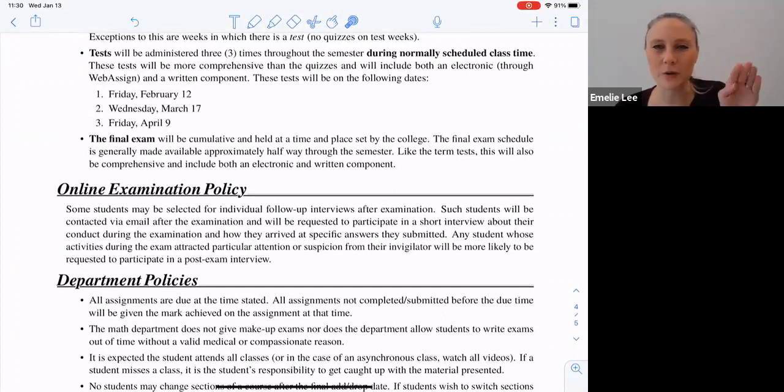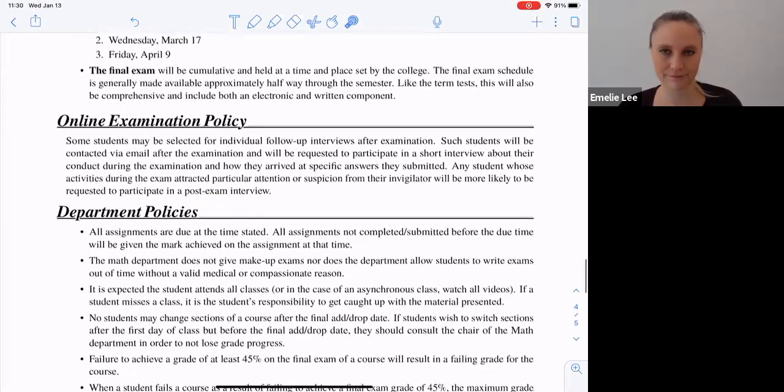If I'm reading your work and I'm not following what you did, or I need you to explain something to me, then I might contact you for a follow-up post-exam interview, just for you to be able to explain, here's what I did, here's what I was thinking. It's my right. It's in the course outline, so it's my right.